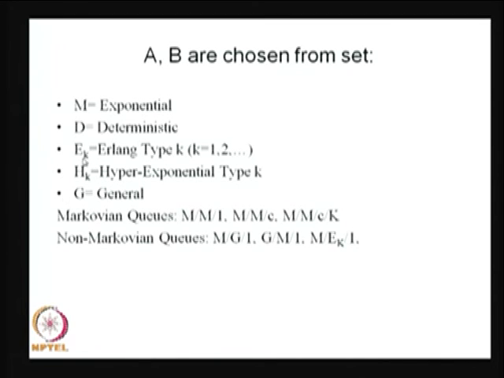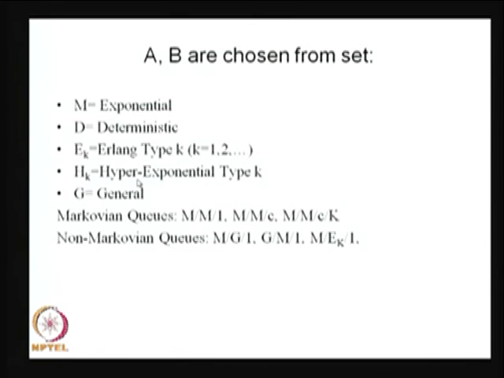Similarly, if you use the letter E suffix k, that means it is an Erlang distribution of type k, or you can say Erlang distribution of stage k, which can be 1, 2 and so on. That means the inter-arrival time is Erlang distributed with stage k if you place it in the first letter. Similarly, H suffix k means a hyper-exponential distribution of type k.